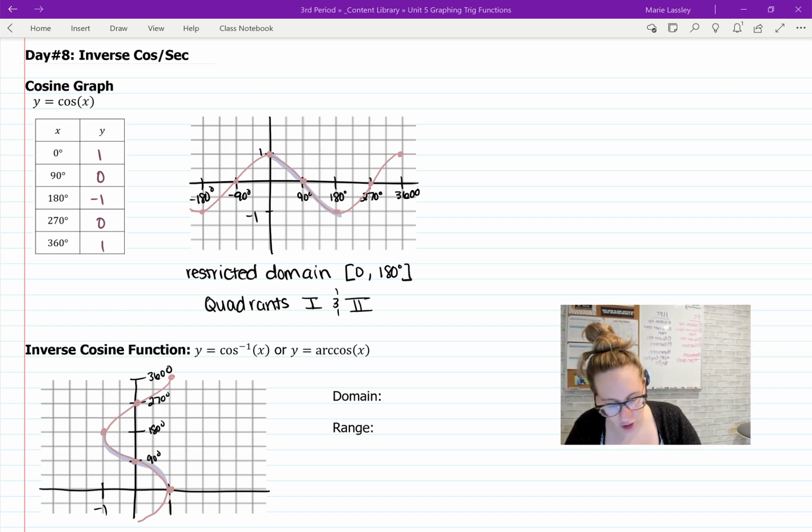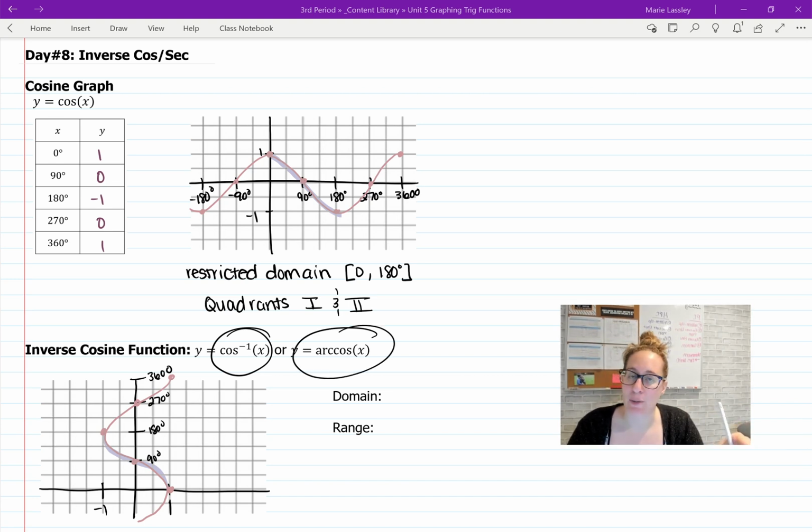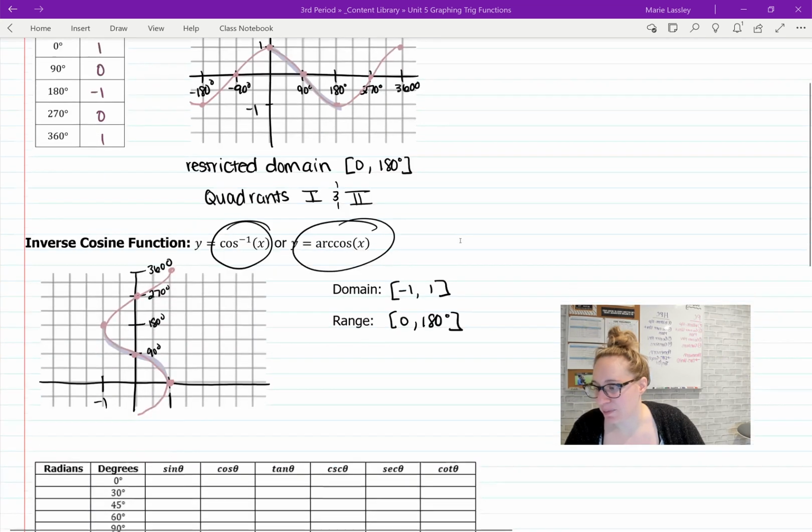All right, so our domain for our inverse cosine, which again, we have cosine to the power of -1 as one of our ways to write inverse. We also have the arc cosine option. Both of those represent inverse, just two different ways of writing it. There is absolutely no difference. So domain, we are going from -1 to +1, and our range is from 0 to 180 degrees. All right, so moving on to some practice problems.